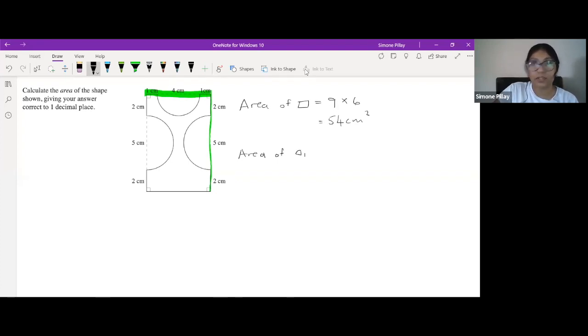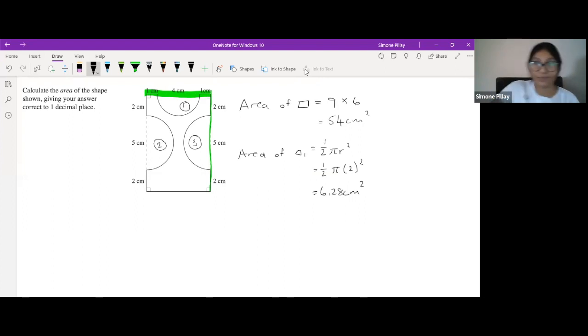Okay, so I'm going to label the semicircle 1. And then this one I'm going to call 2 and 3. To work it out, you go half pi r squared. Yes. Which is half pi times 2 squared. You are so right. And then what does your calculator give you as the answer? 6,28 centimeters squared.